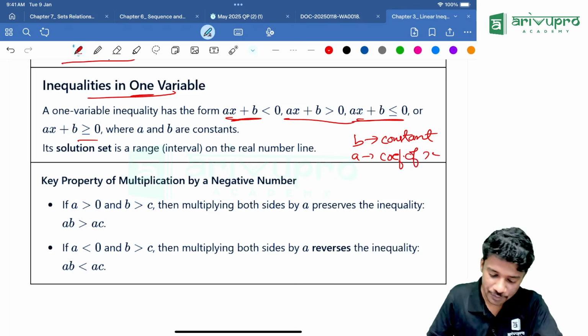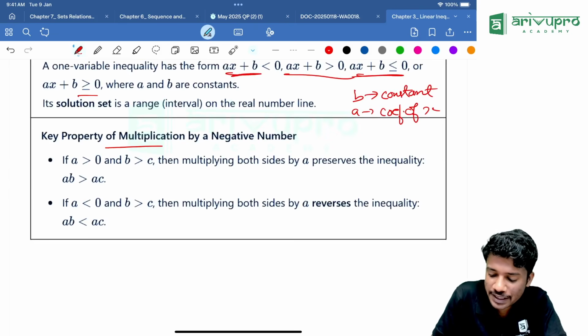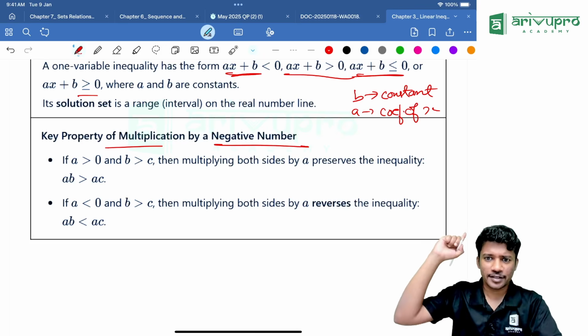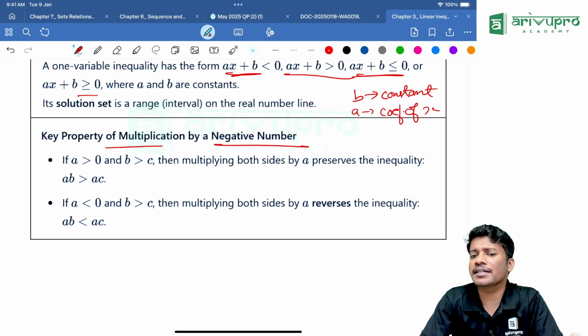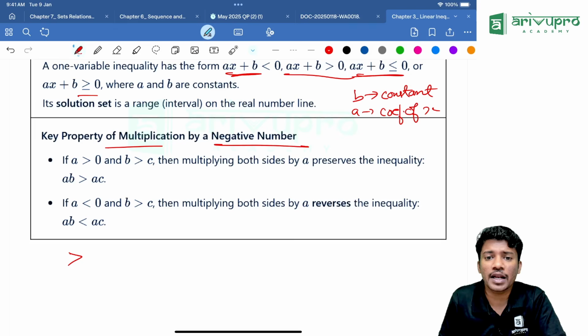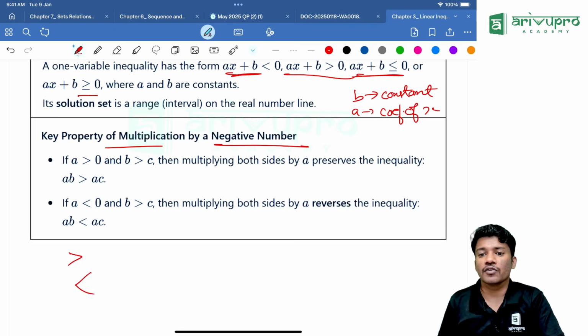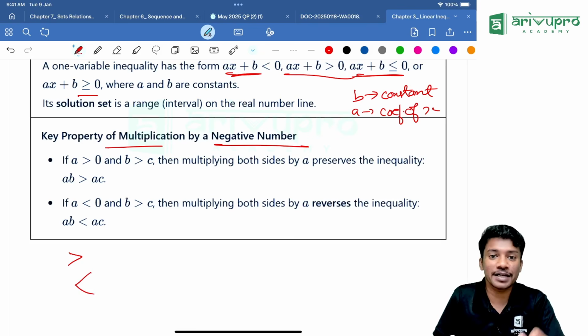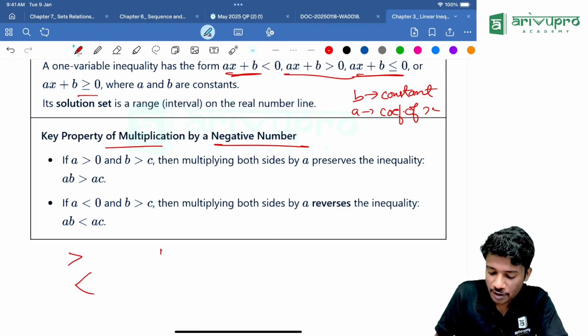Okay. Then key properties of multiplication by a negative number. Now yesterday we discussed something like, when we multiply with a negative sign, what will happen? The sign will get reversed. For example, it is like this. I'll show you one simple example, then you will understand it better. 5 is less than 7, correct?